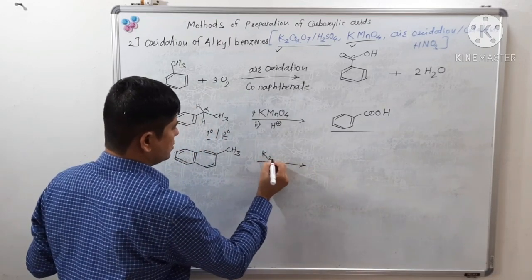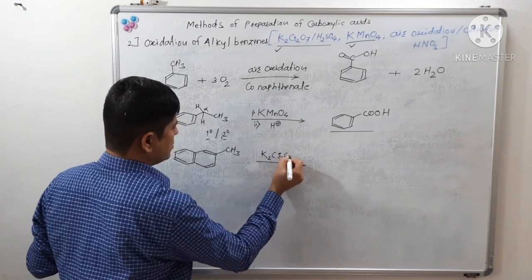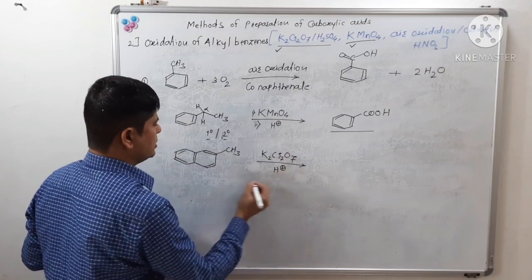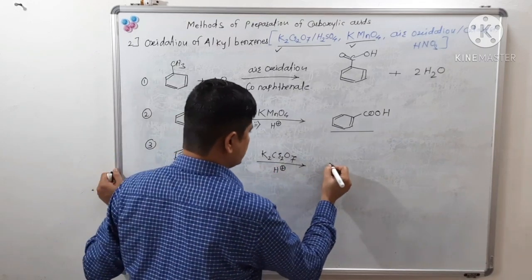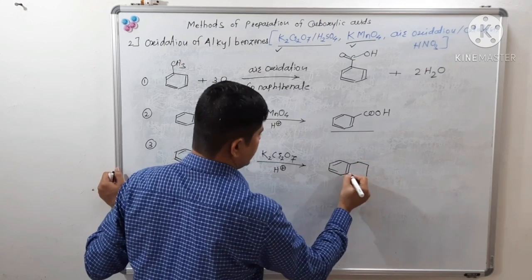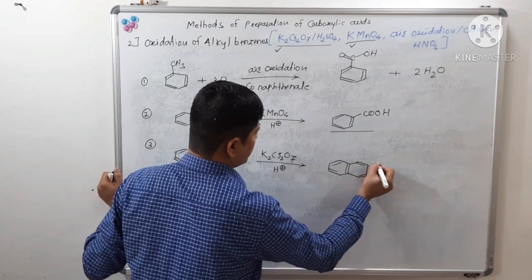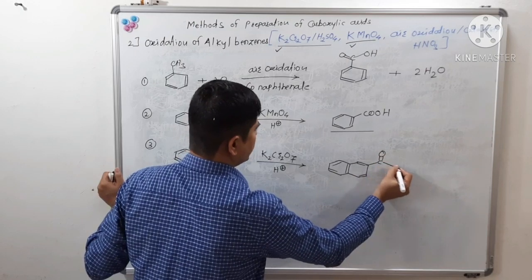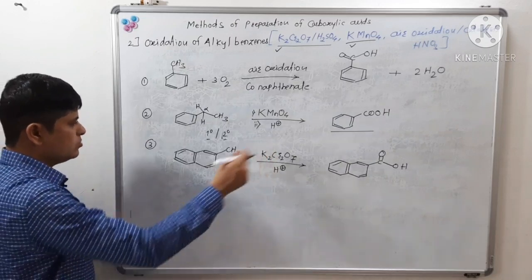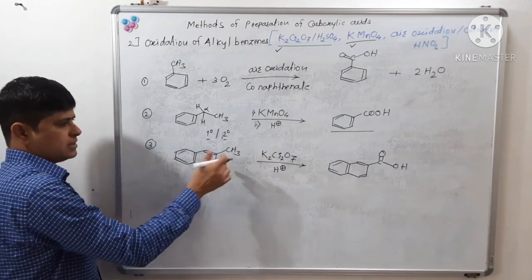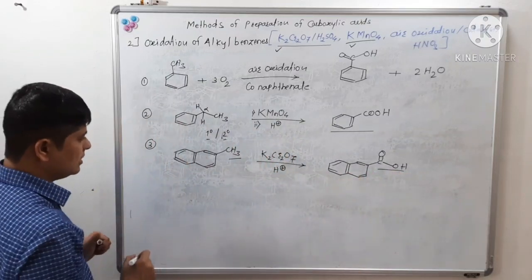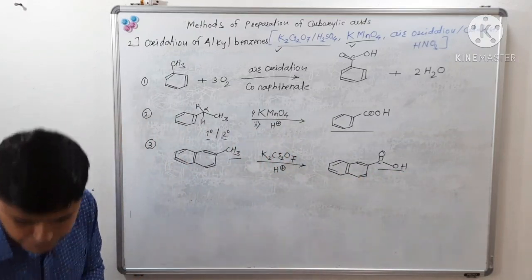So this is 2-methyl naphthalene. This on reaction with potassium dichromate and concentrated H2SO4, what we will get? We will get beta naphthoic acid. So this is the conversion of this methyl into a carboxylic acid group.